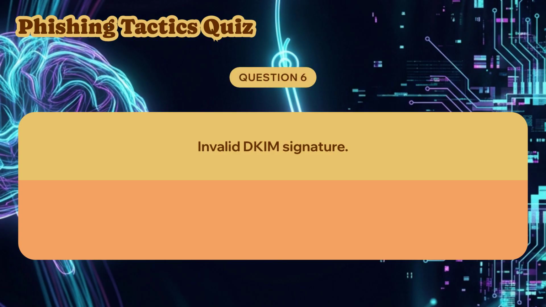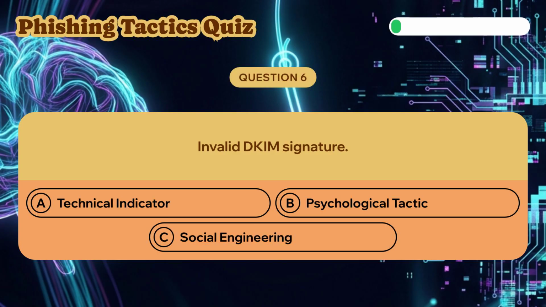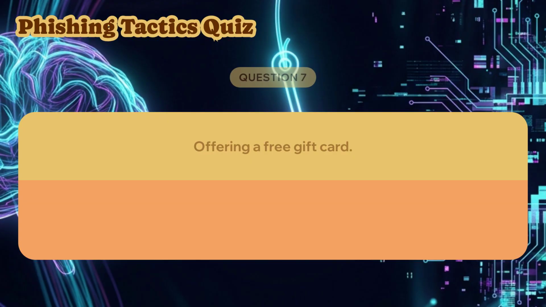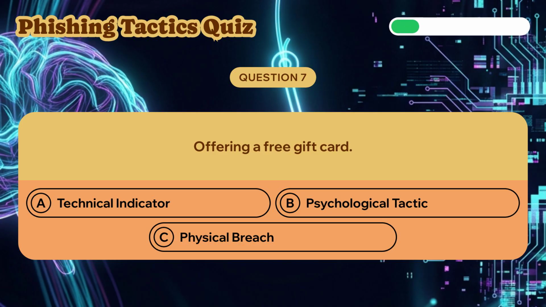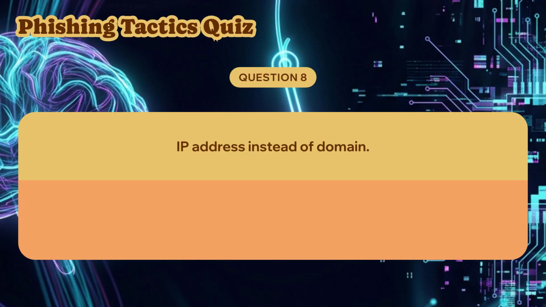Invalid DKIM signature. Offering a free gift card. IP address instead of domain.